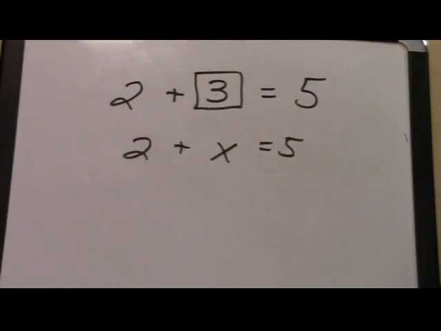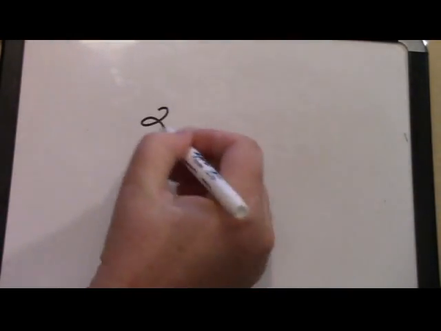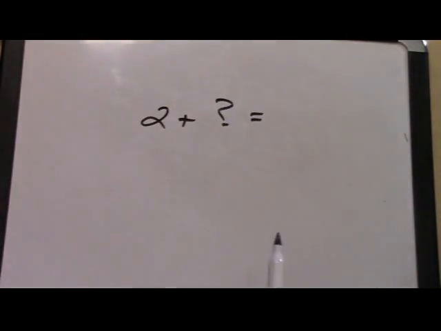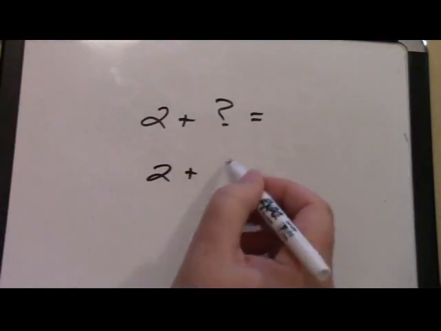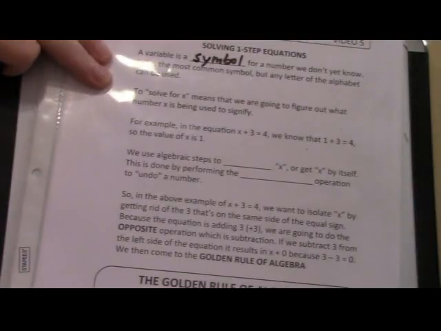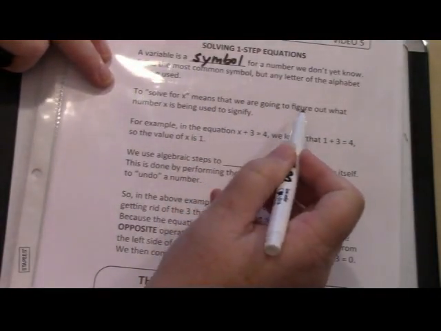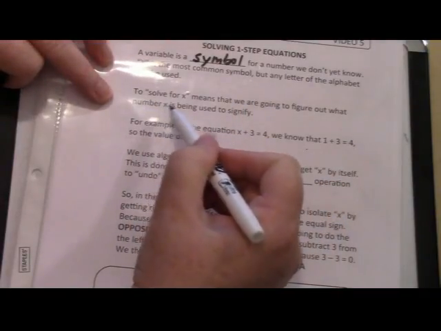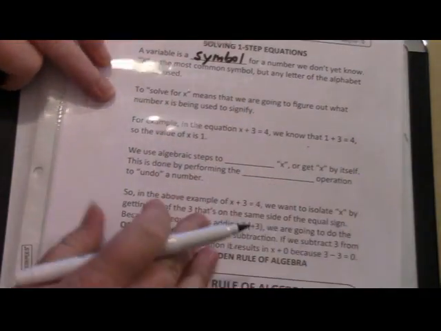I can actually use any symbol I want. I could say 2 plus question mark equals something. I could say 2 plus peace sign equals something. It's just a symbol. We just like to choose x. To solve for x means that we're going to figure out what number x is being used to signify.